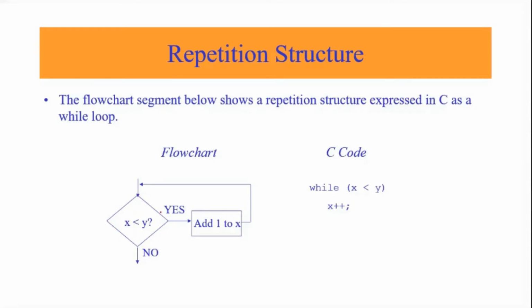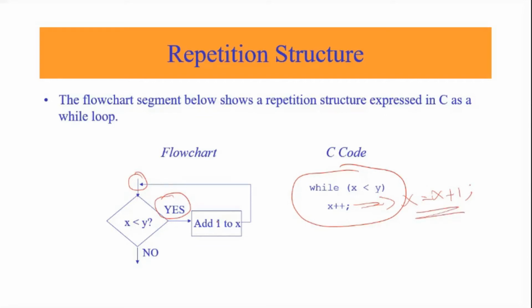Before this decision component, it comes to here. So this has to repeat till this yes condition is valid. That is, till x is less than y, this particular condition is repeating. So that is given in the code as while x is less than y, x++. That is, x++ is equivalent to x equal to x plus 1. That we will discuss later.